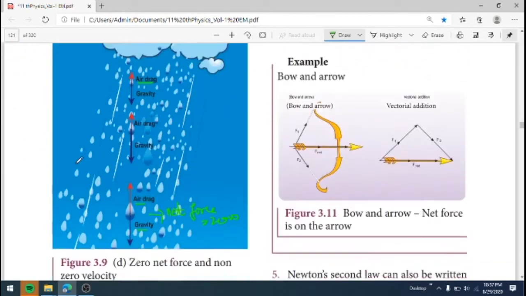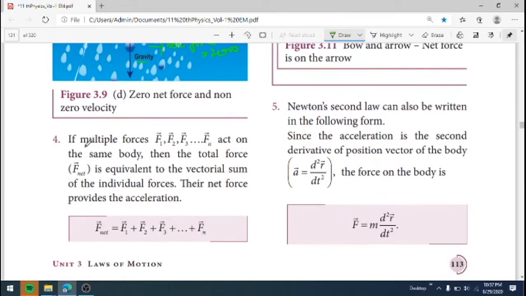Okay, the same experience is here. Coming to the next discussion, that is point number 4, multiple forces act on the same body. Take a body; there are multiple forces acting like force F1, F2, F3, etc., up to Fn forces. N number of forces acting on the same body. Then how do you find out the net force? Total force is equivalent to the vectorial sum of the individual forces.